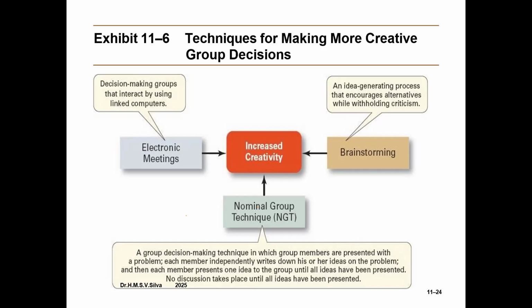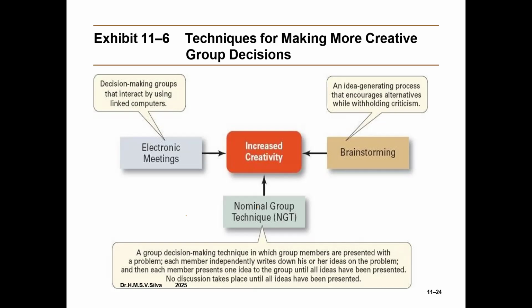Brainstorming means an idea generation process that encourages alternatives while withholding criticism. We are not criticizing in the brainstorming session. We try to collect ideas, but we do not criticize any idea that they are giving.